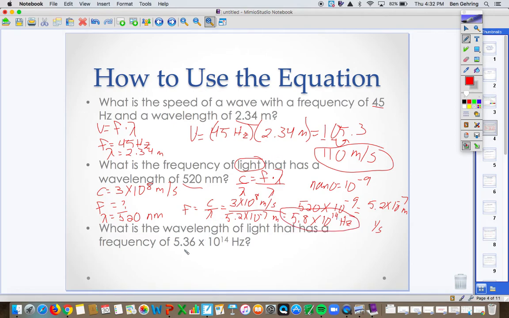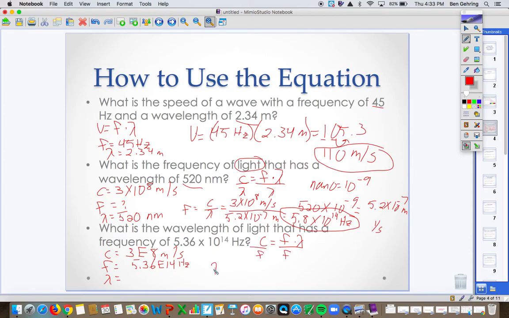And the last one, what is the wavelength of light that has a frequency of 5.36 times 10 to the 14th hertz? So again, I have the same equation, c equals frequency times wavelength. I know c is 3 times 10 to the 8th meters per second. Frequency is 5.36 times 10 to the 14th hertz. And I don't know my wavelength, so I can solve for wavelength by dividing by frequency.